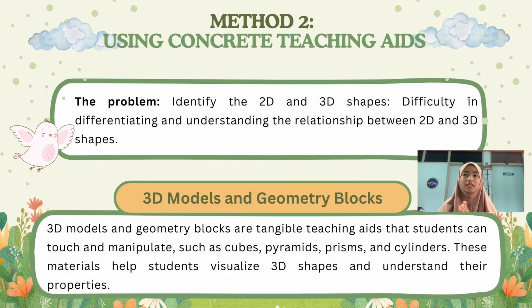So the problem is that most second grade pupils have a clearer and better understanding of 2D shapes compared to 3D shapes. The method to solve this problem is using concrete teaching aids. We will use 3D models and geometry blocks. What are 3D models and geometry blocks? They are tangible teaching aids that students can touch and manipulate, such as cubes, pyramids, prisms, and cylinders. These materials help students visualize 3D shapes and understand their properties.